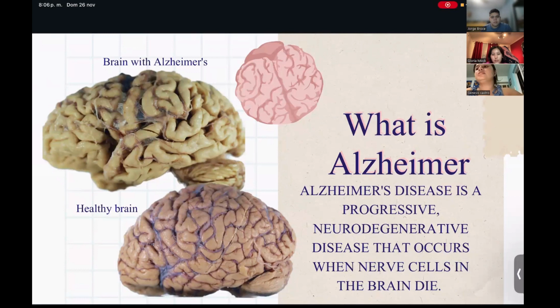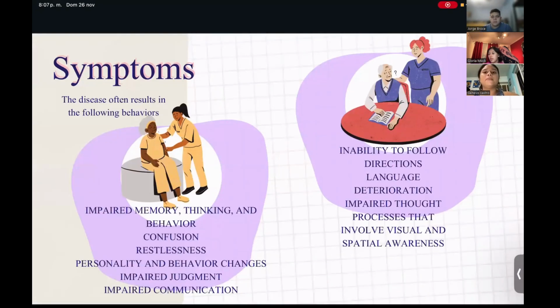What is Alzheimer's disease? According to the National Institute of Neurological Disorders and Stroke, Alzheimer's disease is a progressive neurodegenerative disease that occurs when nerve cells in the brain die. This disease often results in the following behaviors: impaired memory, thinking, and behavior, confusion, restlessness, and personality and behavior change, impaired judgment, impaired communication, inability to follow directions, language deterioration, impaired thought process that involves visual and spatial awareness, and emotional apathy.